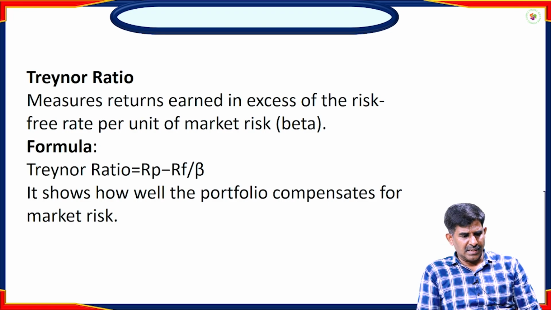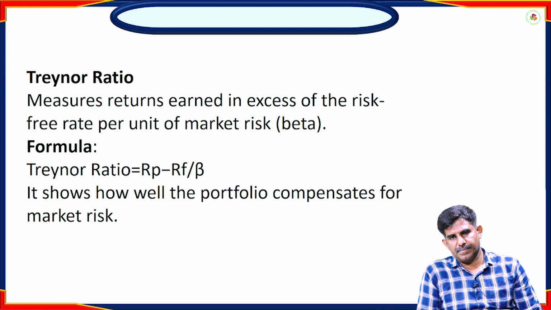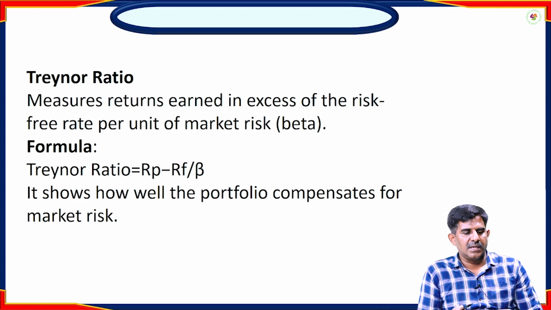Treynor ratio is another ratio. It measures returns earned in excess of the risk-free rate per unit of market risk. Okay, so returns earned in excess of the risk-free rate per unit of market risk. The formula is RP minus RF divided by beta. It shows how well the portfolio compensates for market risk.